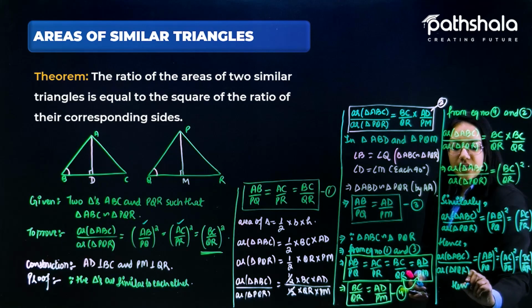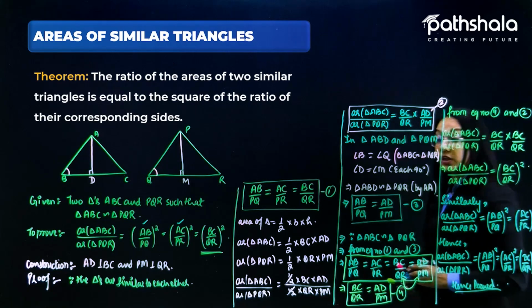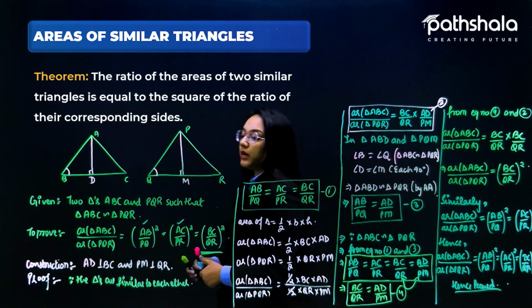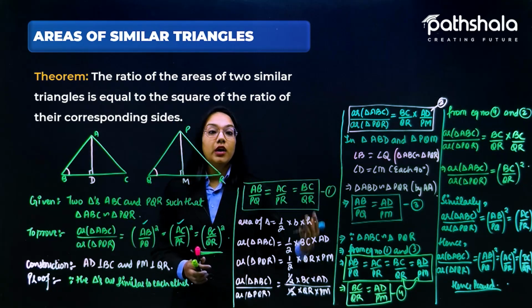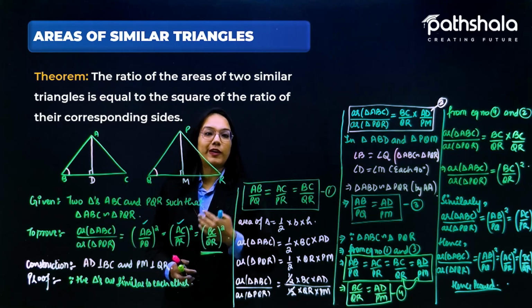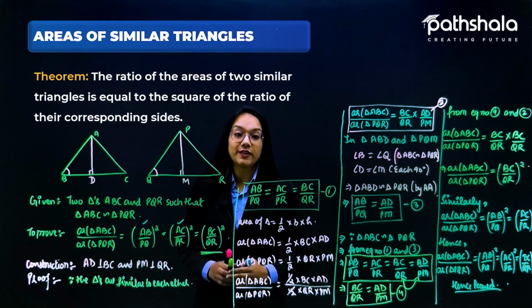And this is what we wanted to prove: if two triangles are similar to each other, then the ratio of their areas is equal to the square of the ratio of their corresponding sides. So this is all about the theorem of the areas of similar triangles.